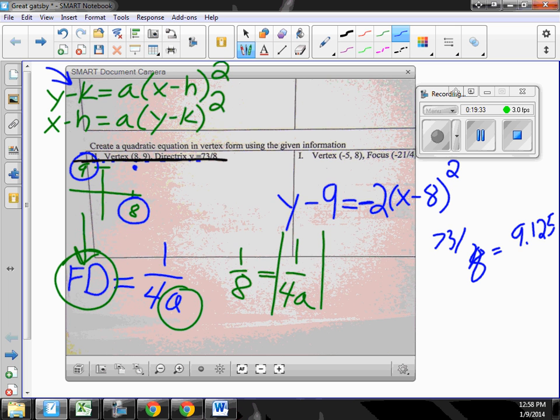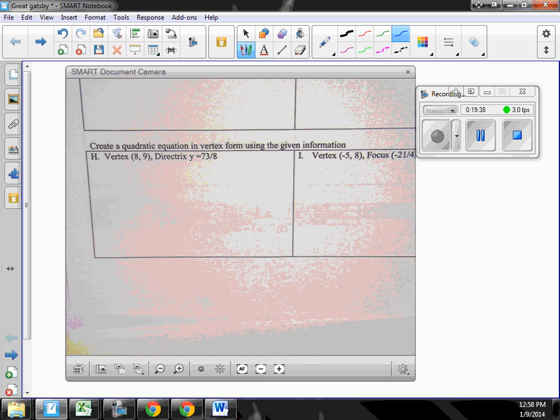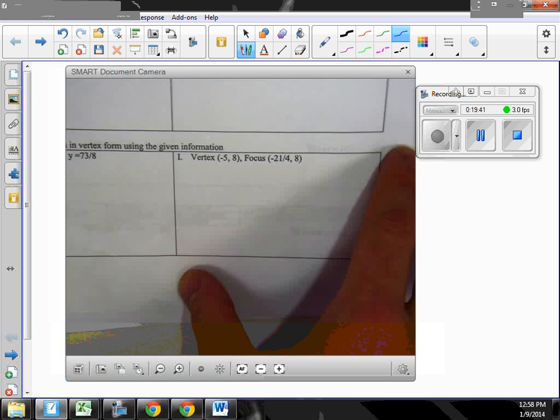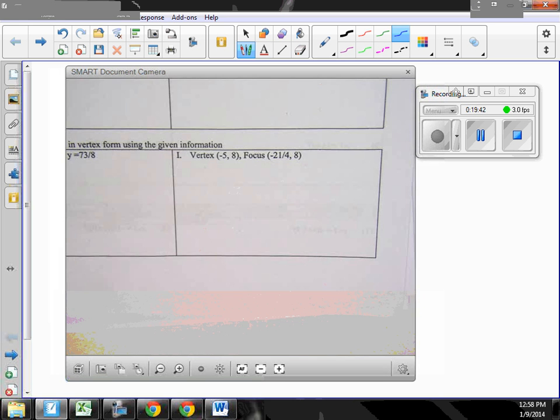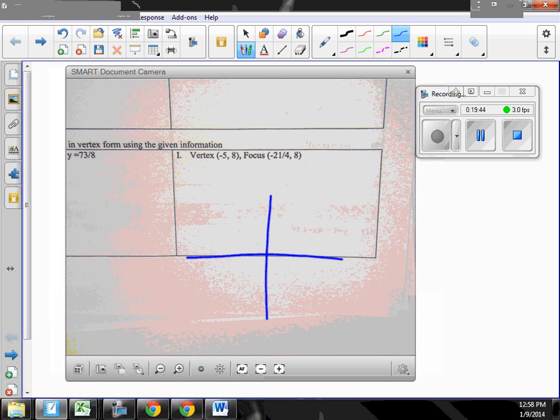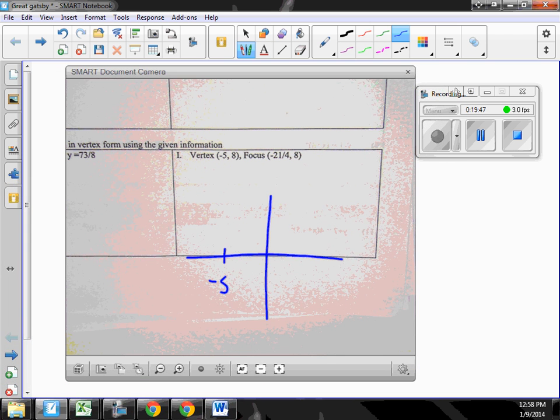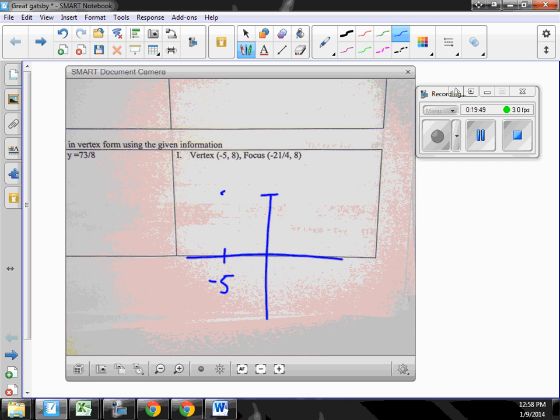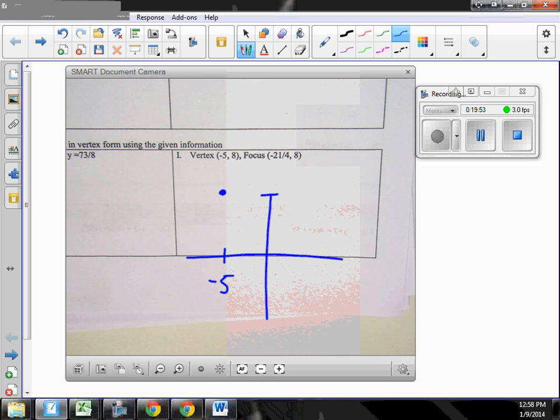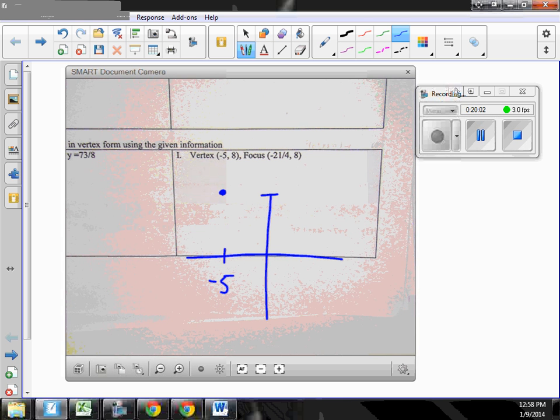Okay? So letter I is the same basic problem, but this time they give us the focus instead of the vertex, which doesn't really matter. So the vertex is at -5, 8. Do I know anything about the parabola's direction? Just from that point, do I know if it's up, down, left, or right? No. That's not enough information. We need to look at the focus.